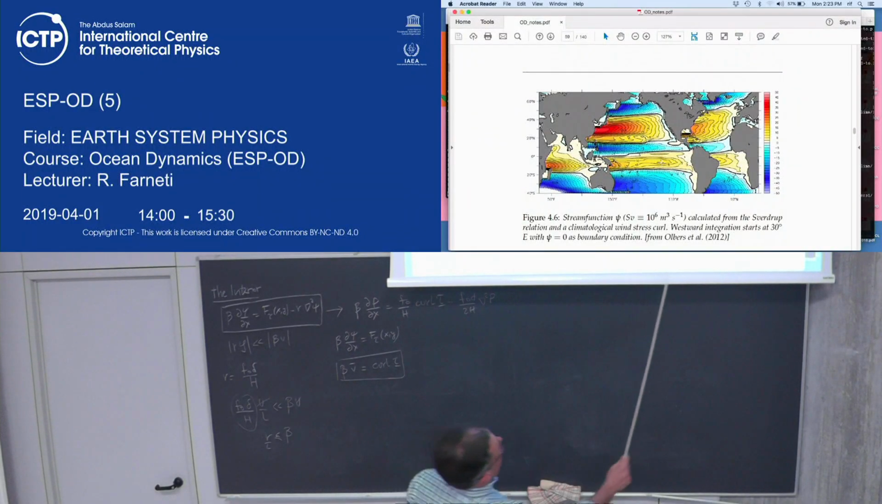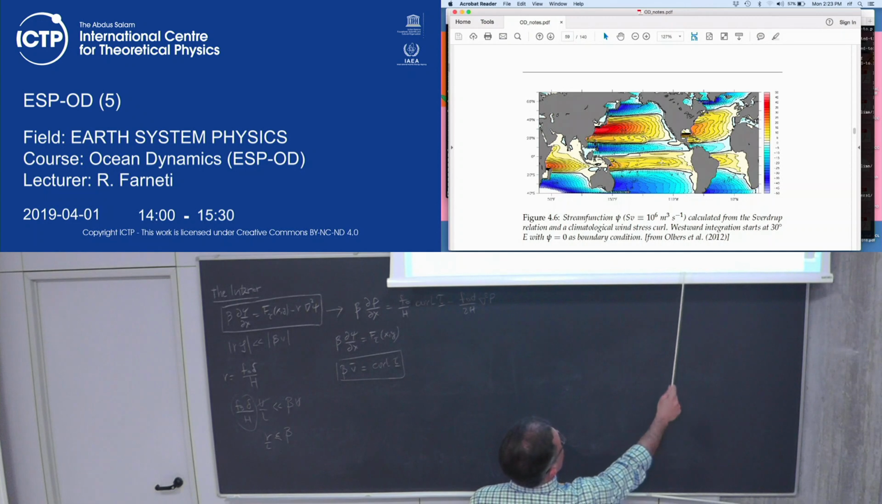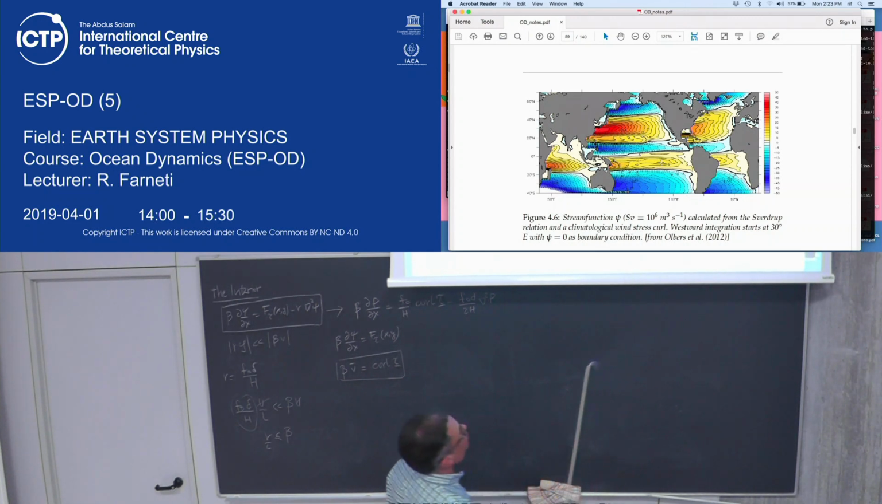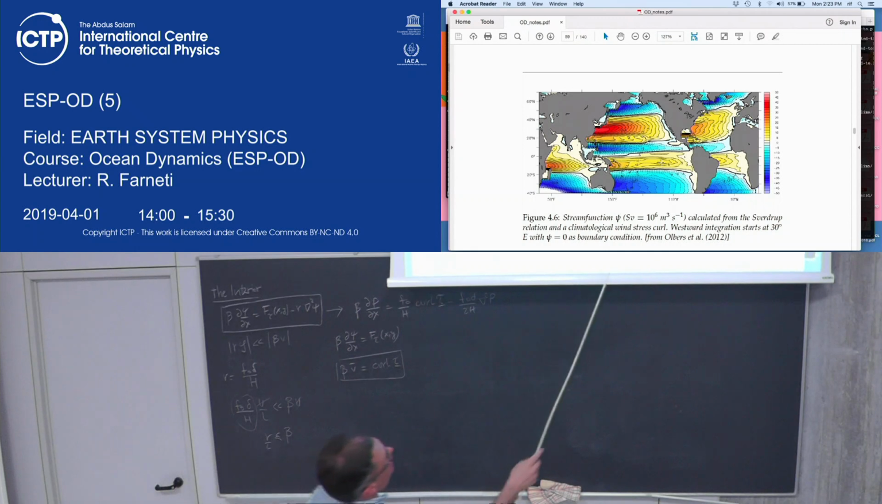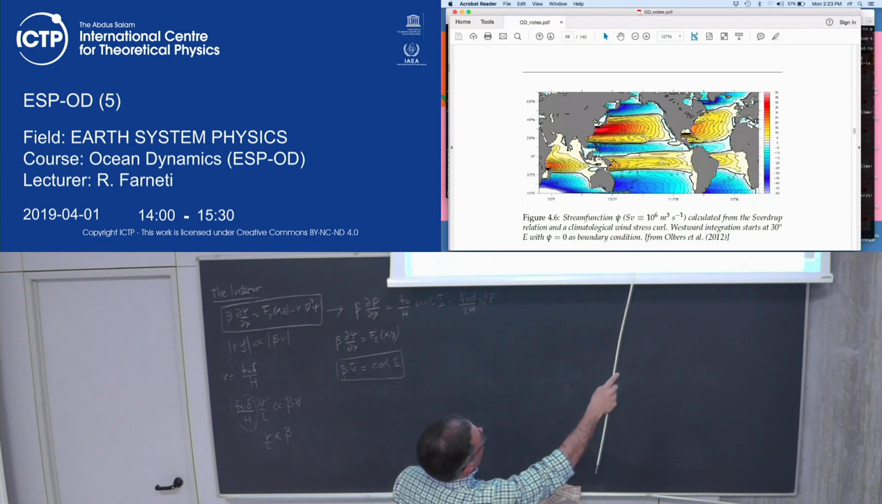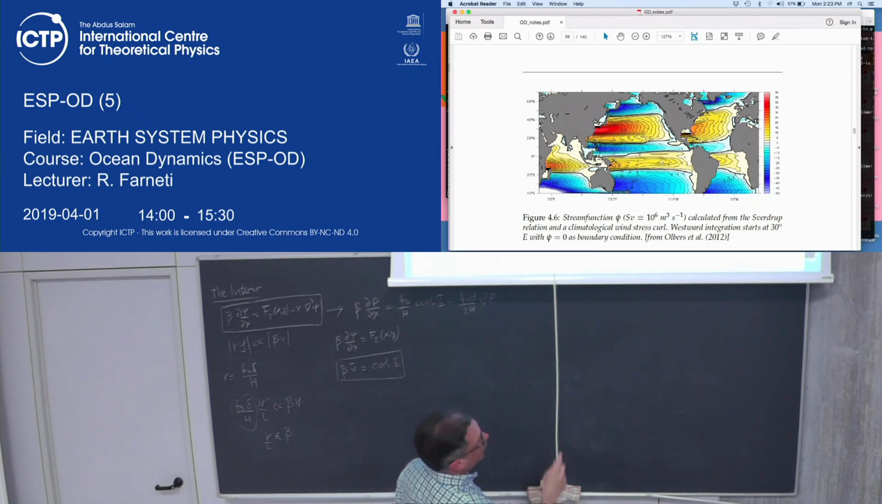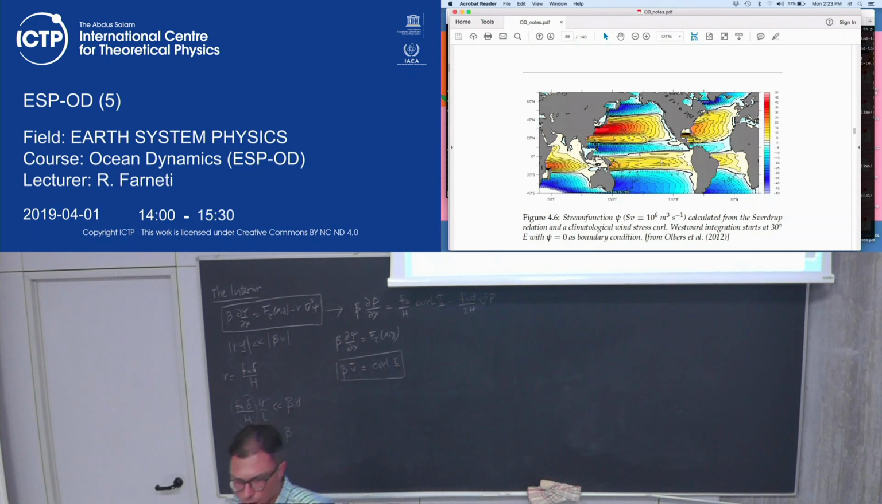Where psi, the stream function, as a boundary condition, is given to be zero here on the east, and then you start integrating towards the west. But obviously there is something missing there. All these streamlines hit the west coast, and it's not realistic. Something has to close the streamlines and the stream function in order to have a conservation of mass there.